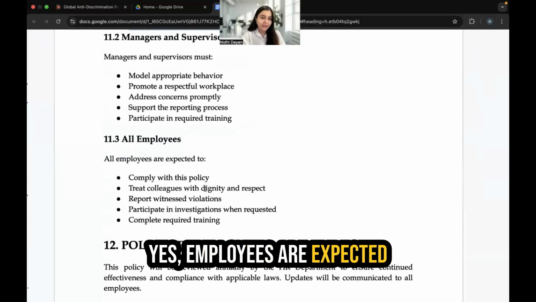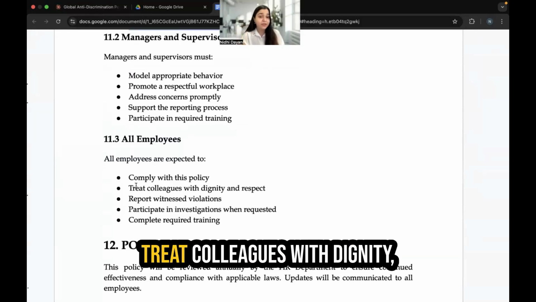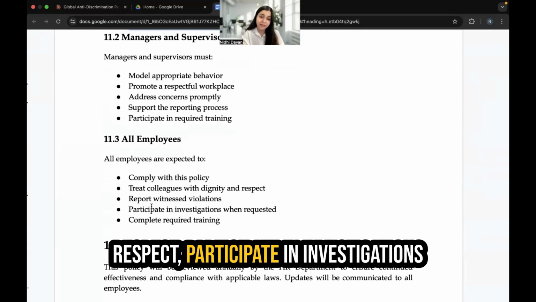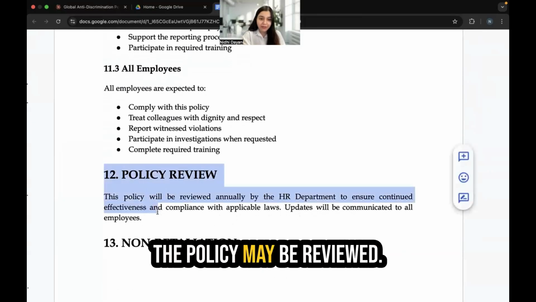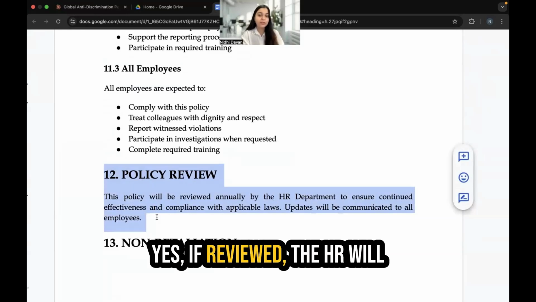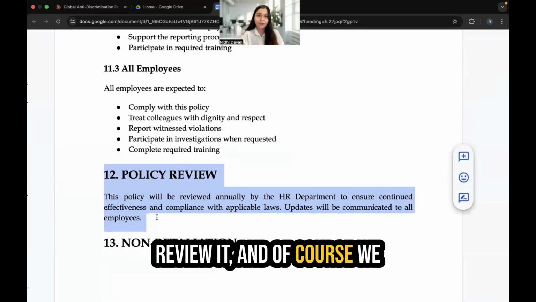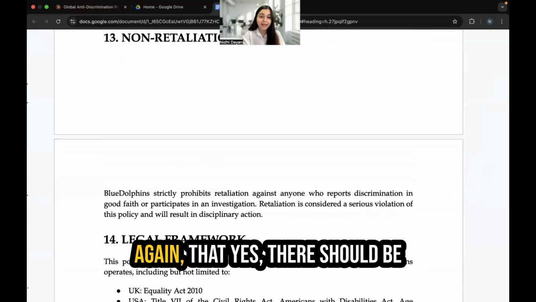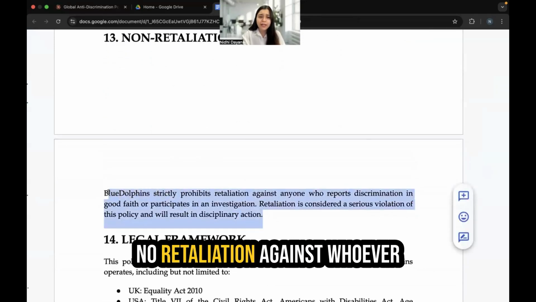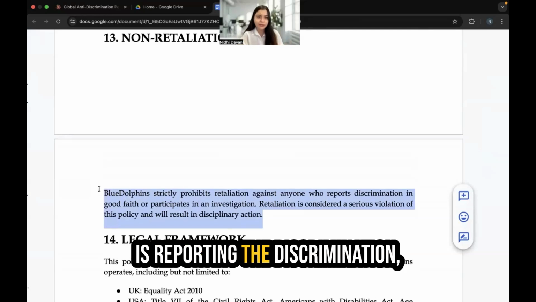Yes, employees are expected to comply with this policy, treat colleagues with dignity, respect, participate in investigations, and complete required training. The policy may be reviewed. Yes, if reviewed, the HR will review it. And of course, we will communicate the updates. Non retaliation has been incorporated again. That yes, there should be no retaliation against whoever is reporting the discrimination.